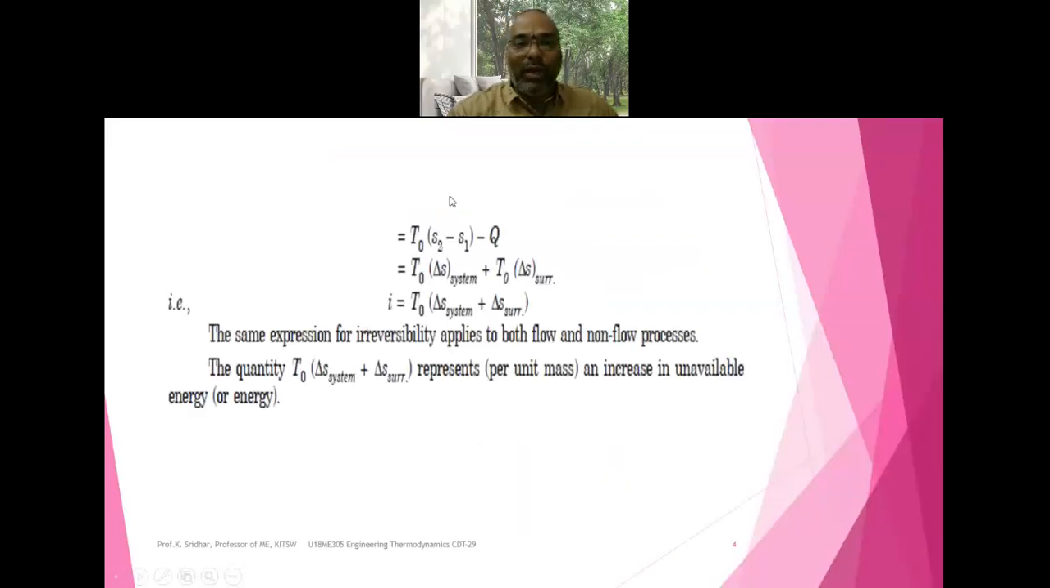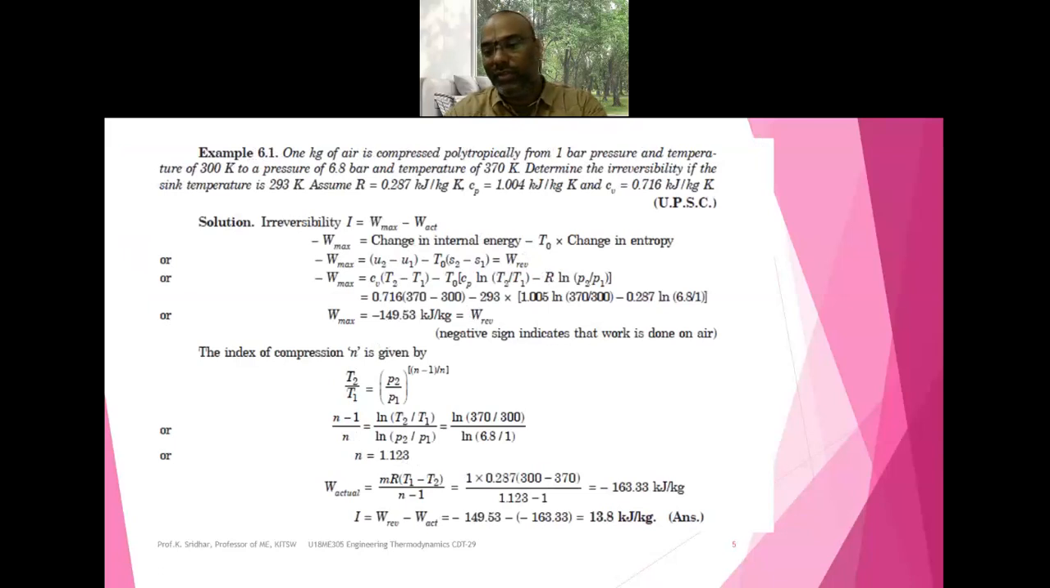Now by deriving all these things, we find that irreversibility is always equivalent to T naught into delta S universe. Delta S universe is nothing but delta S system plus delta S surroundings. That's why irreversibility can be written as T naught into delta S universe, that is, T naught into delta S system plus delta S surroundings.